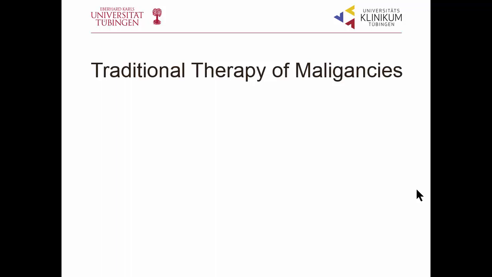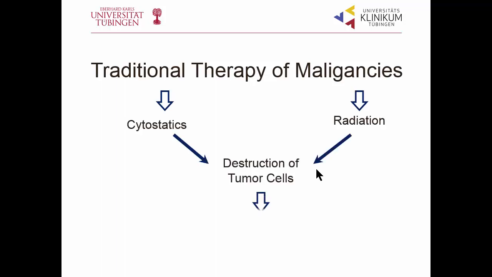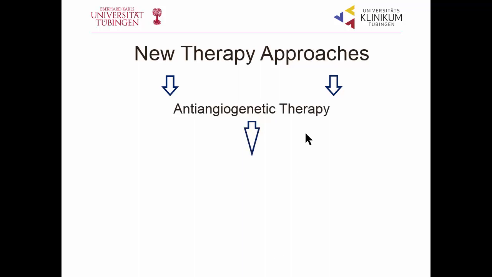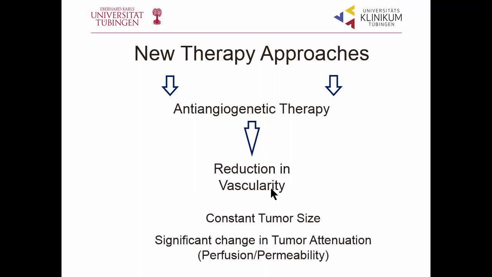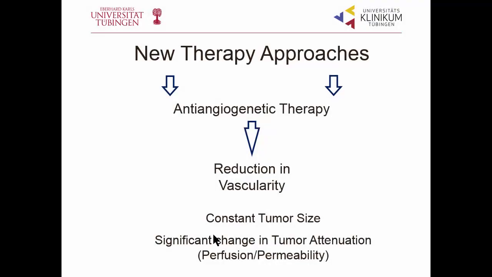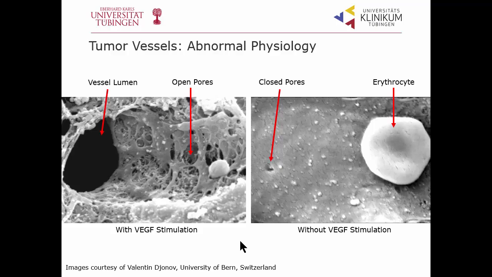This brings me to the last part of my talk, the assessment of tumor therapy. If we think of traditional therapy, we got destruction of tumor cells by cytostatics or radiation. We got a change in tumor diameter, which we assessed in RECIST. But when we use anti-angiogenic therapy, we have a disruption of vascularity. As we have seen, tumor size stays the same, but we do see significant changes in perfusion and permeability.